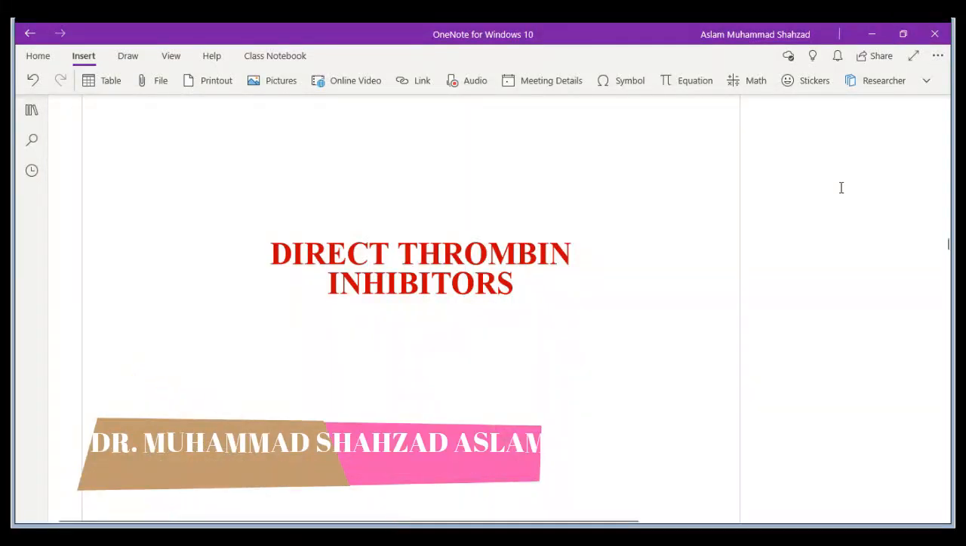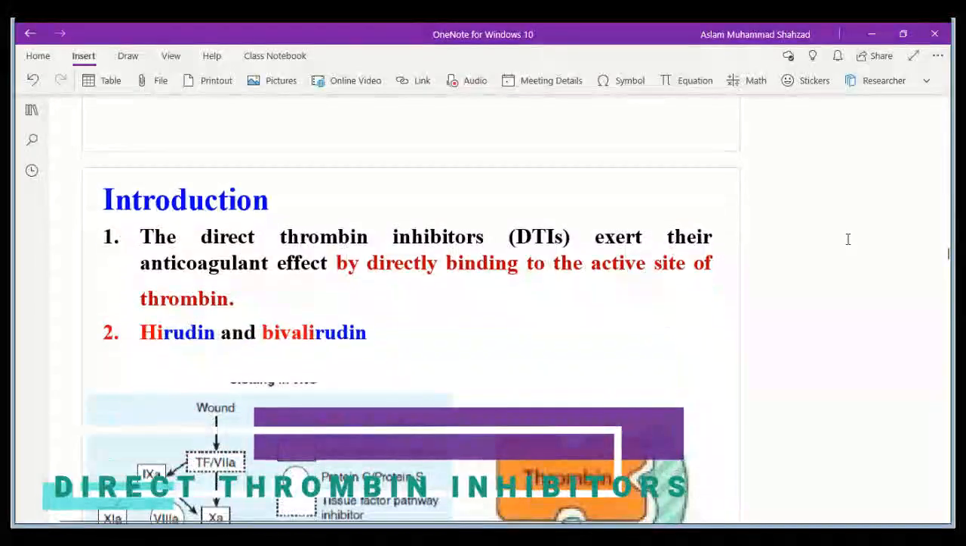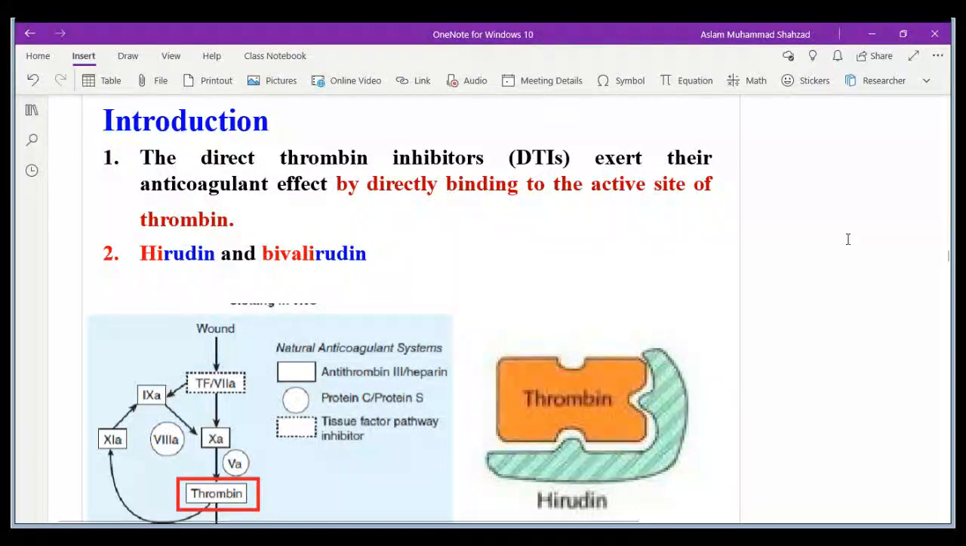Hello and welcome to this lecture. Today we are going to discuss direct thrombin inhibitors, and among the most commonly used drugs are hirudin and bivalirudin. To memorize the names of the drugs, the common thing is to look at the blue color of the suffix, which is RUDIN. So you can memorize the names of the drugs with the suffix RUDIN.